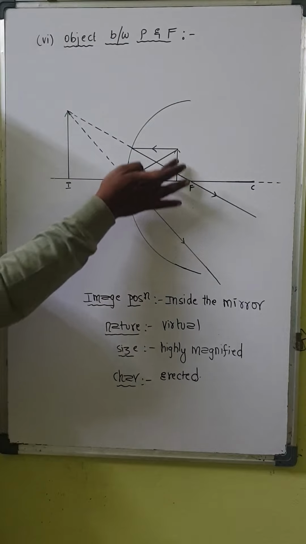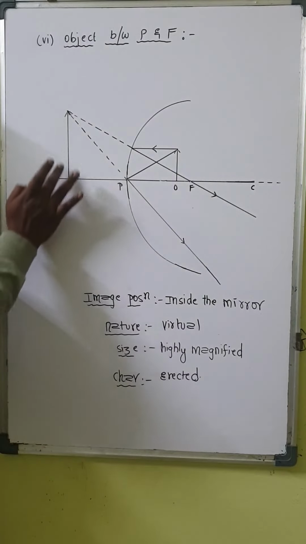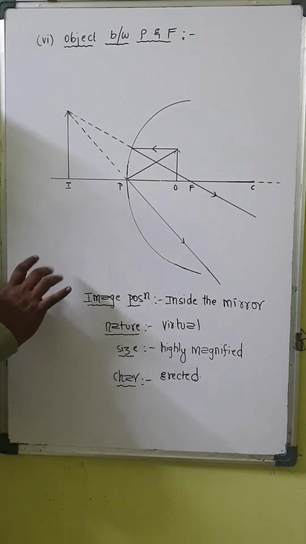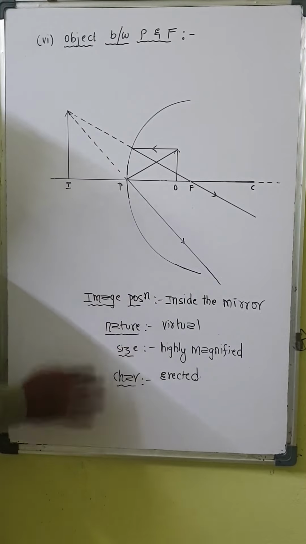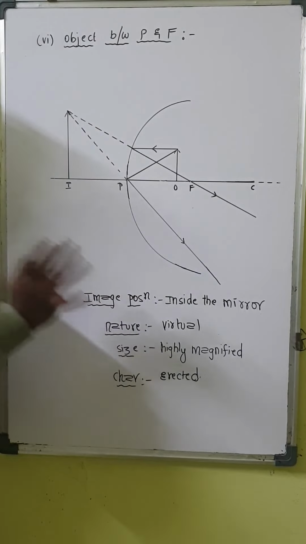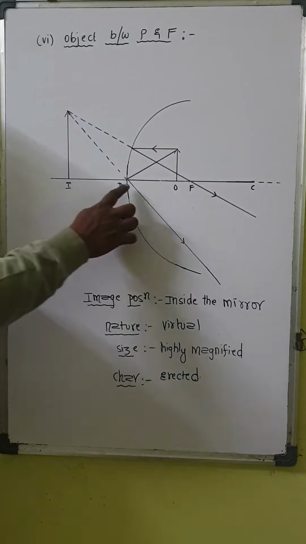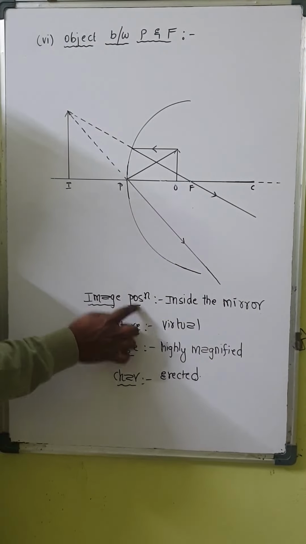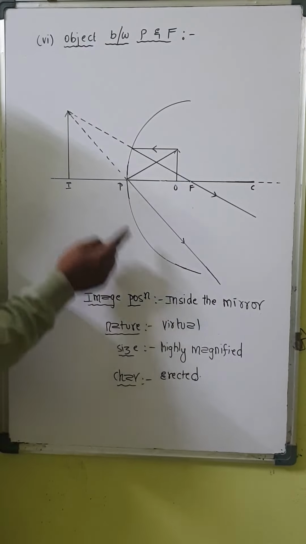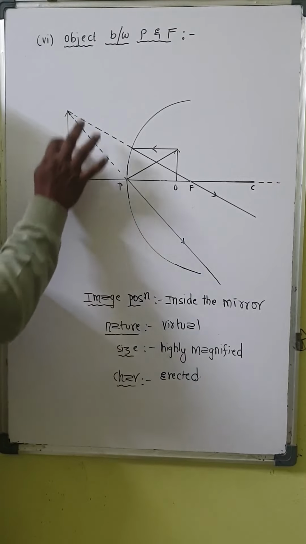Sizes: you can see the object size and image size. Definitely the image size is bigger than the object size. So the image is highly magnified. As it is above the principal axis, it is erect. So when the object is between P and F, the image is inside the mirror, the image is virtual, it is highly magnified, and it is erect.